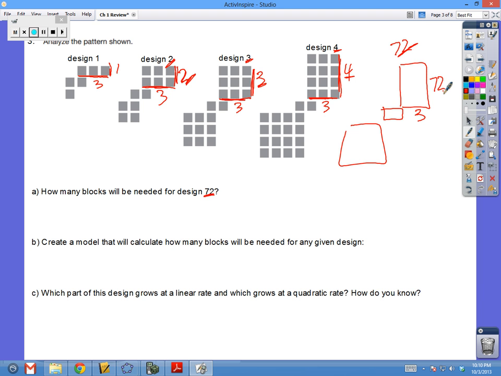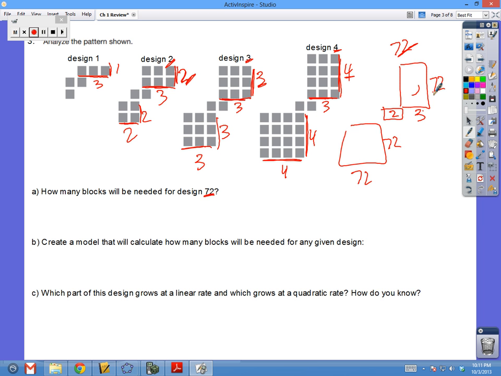Okay, from picture to picture to picture, this never changes. There's always 2 squares right there. Now this changes. This kind of grows. How tall, how wide. On design 4, this is a 4 by 4. Design 3, it's a 3 by 3. Design 2, it's a 2 by 2. So on design 72, it's going to be 72 here and 72 there. So I'm done. Now all I have to do is find the area of this.